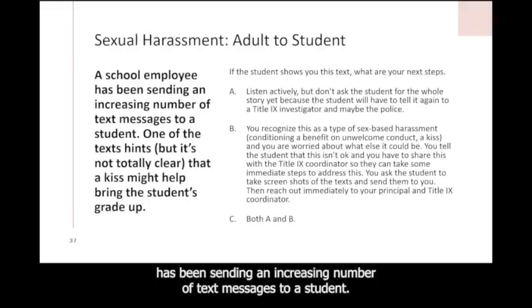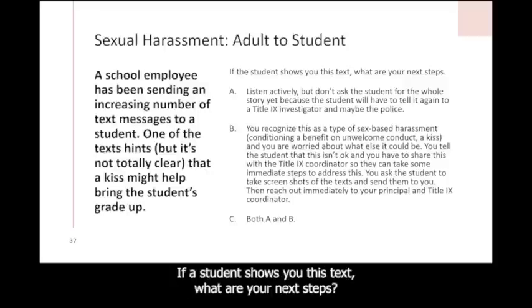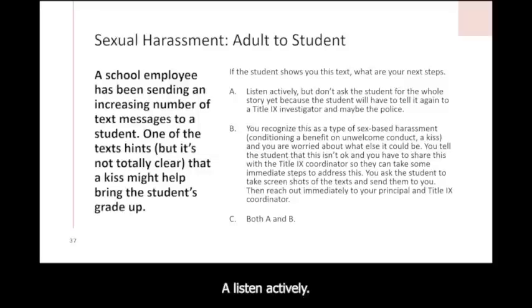Here's another example. A school employee has been sending an increasing number of text messages to a student. They seem pretty innocuous at first, but now one of the texts hints, it's not totally clear, that maybe a kiss might help bring the student's grade up. If a student shows you this text, what are your next steps? A, listen actively, but don't ask the student for the whole story yet, because the student will have to tell it again to a Title IX investigator, maybe even the police.